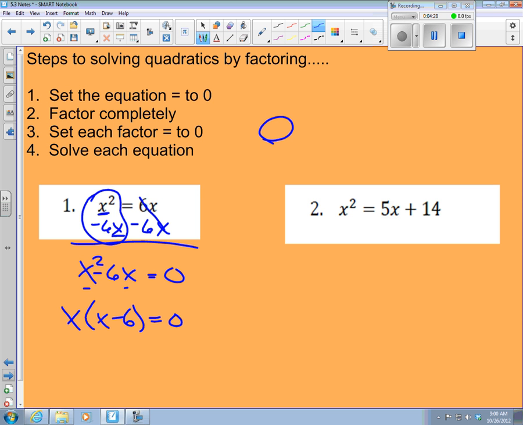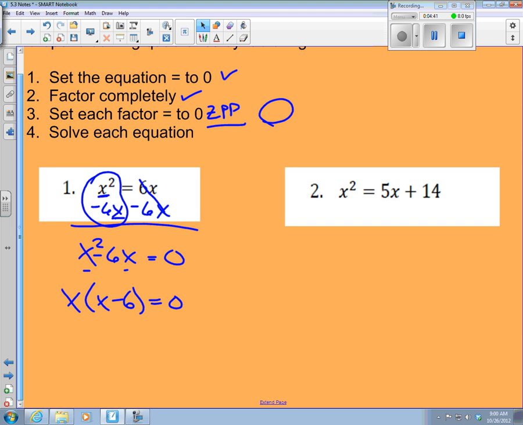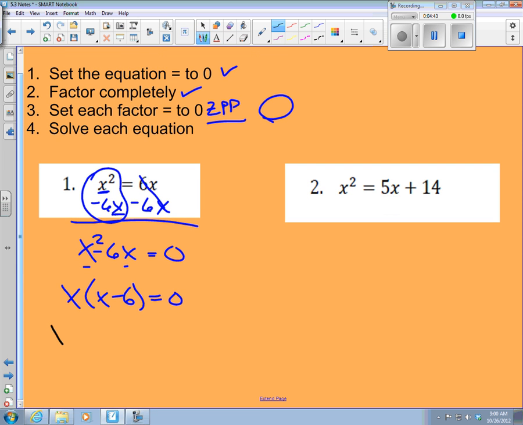So, set equation equal to 0, we did that. Factor completely, just got done doing that. Now, we're going to use the ZPP, and that is zero product property, where we set our factors equal to 0. So x equals 0, that's your first factor, and x minus 6 equals 0, that's your second factor. Well, I don't have to solve that equation, it's done. One of my solutions is 0. Here, I'm going to have to add 6 to both sides and get x equals 6.